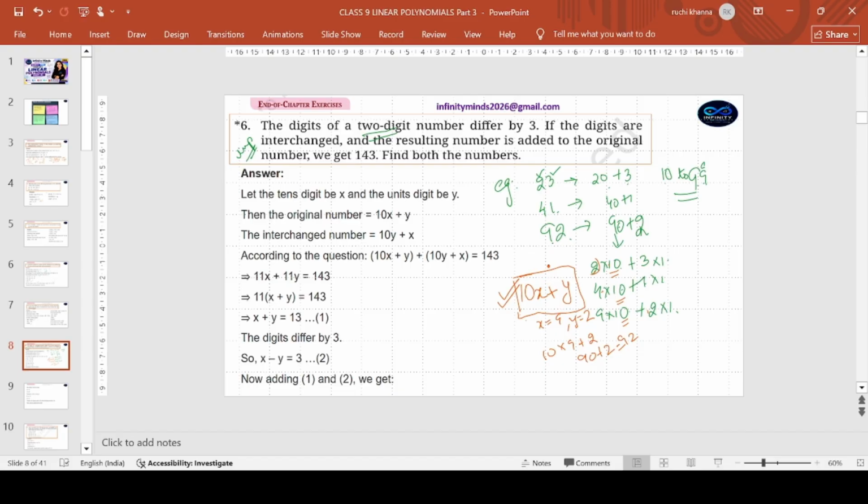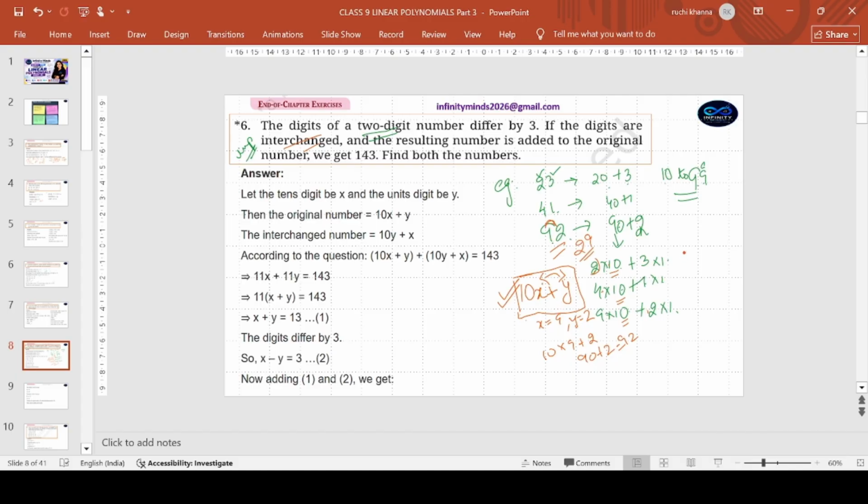You have to learn that any two-digit number is to be defined mathematically as 10x plus y, where x and y are the digits at the tens and the units place respectively. So now it is talking about digits getting interchanged. If it is 92, the number is going to become 29. That is, I am interchanging the digits.